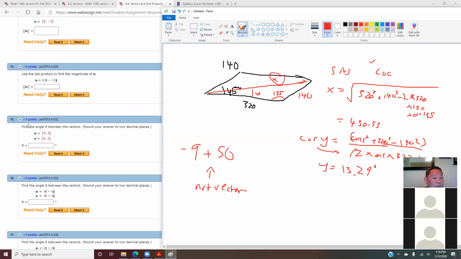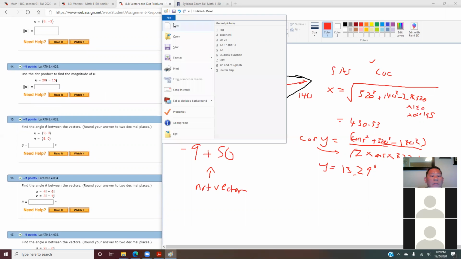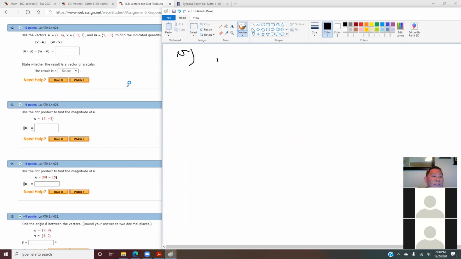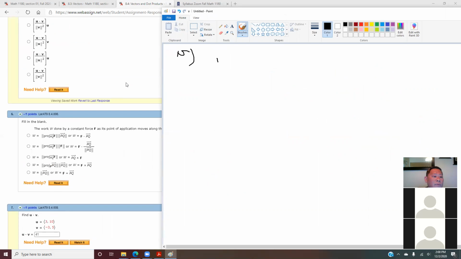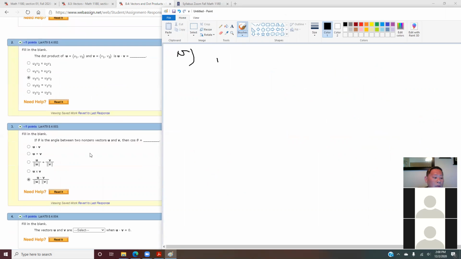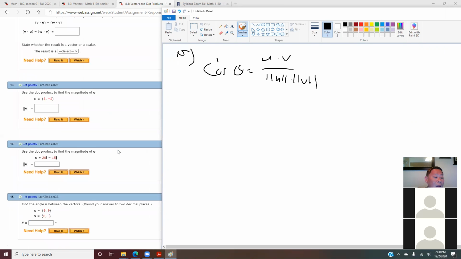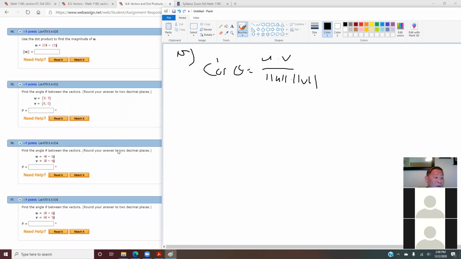Like this question 15, I will do that. You want to find the angle given these two vectors. So the formula is cosine theta is u dot v over the magnitude of u times the magnitude of v. So this is the formula to find theta. This is actually the fastest way to find it.